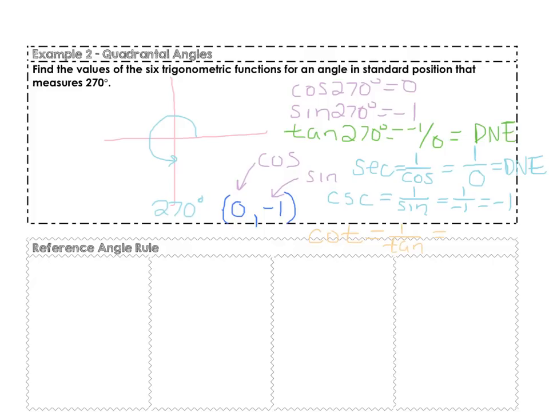And this is a little bit harder to see, but let's think about it. So tangent was really negative 1 divided by 0. And when we divide by a fraction, it turns into multiplying by the reciprocal. So this will turn into being multiplied by 0 over negative 1, which is 0. So notice that cotangent is actually defined for 270 degrees, and it's equal to 0.